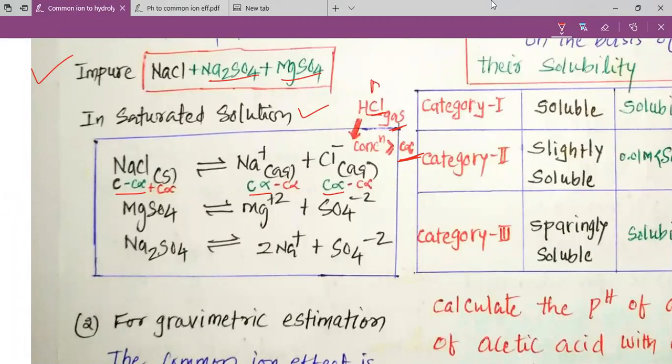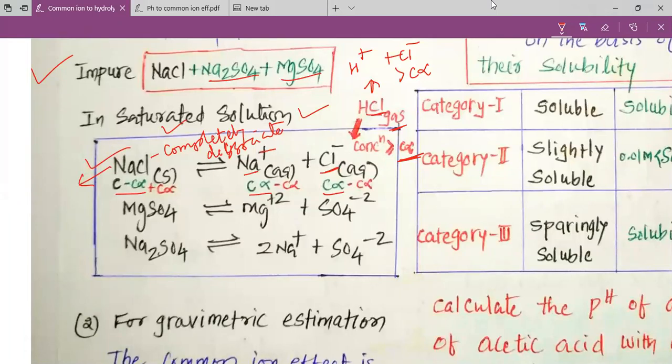This HCl gas produces H plus and Cl minus ions, and the concentration of Cl minus ion is more than C alpha. So all the C alpha of Cl minus present combines with Na plus, and that gives us C alpha NaCl back. Thus all the NaCl which we dissolved, because NaCl dissociates completely. Because we have a saturated solution, all the NaCl which was dissociated is converted back into solid NaCl.